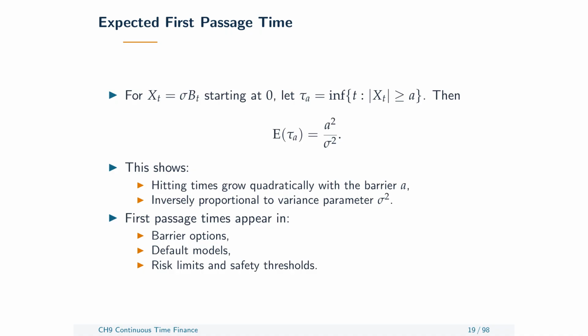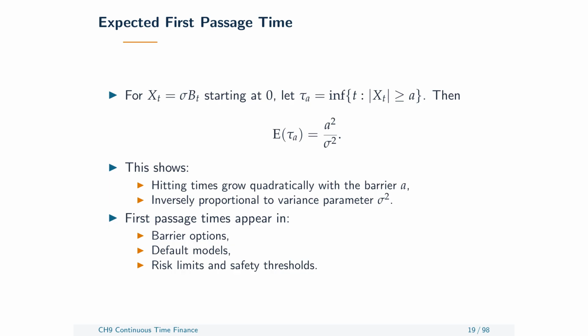One-sided crossing asks for the first time Brownian motion rises above A. The reflection principle yields a particularly simple probability. The chance of crossing by time t equals 2 times 1 minus the standard normal cumulative probability, evaluated at A divided by the square root of t. This is also the probability that the running maximum by time t exceeds the threshold.